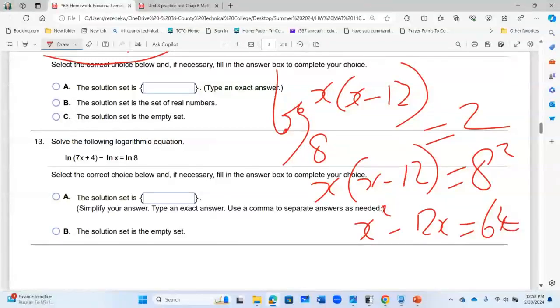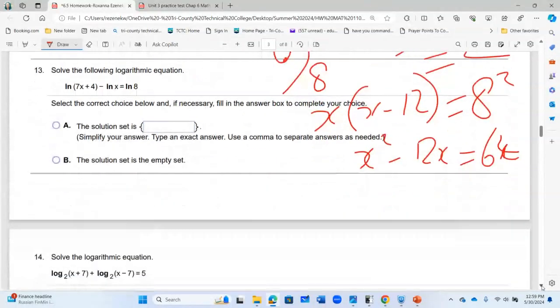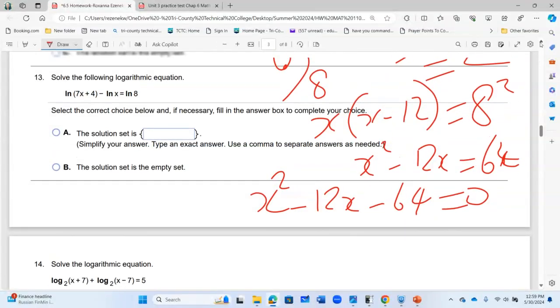And so this is a quadratic function, which we can now solve. Everybody can solve that by now. So we have x squared minus 12x minus 64 equal to 0. And then you can solve this by factorization. I hope you can solve by factorization. If not, use the quadratic formula. And then make sure you test the values.